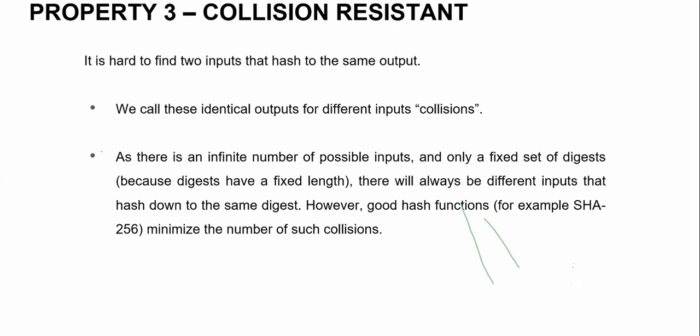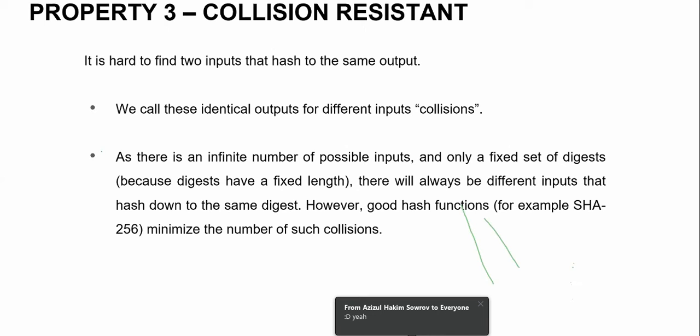And the second is that it is hard to find something called a collision. It's hard to find two inputs that hash to the same output. If you can find two inputs that hash to the same output, that's called a collision.